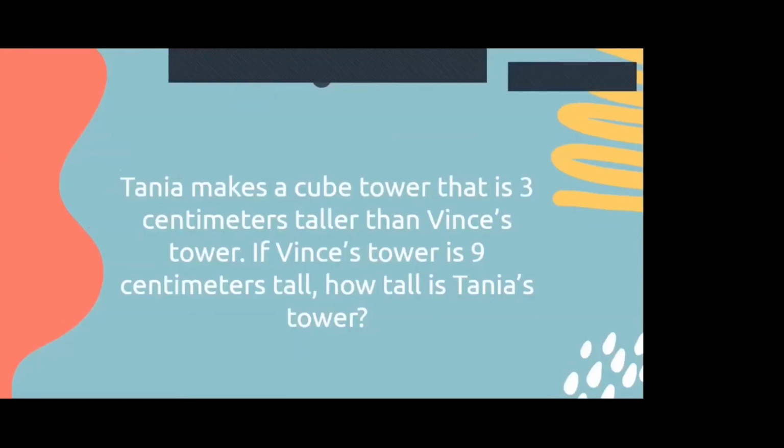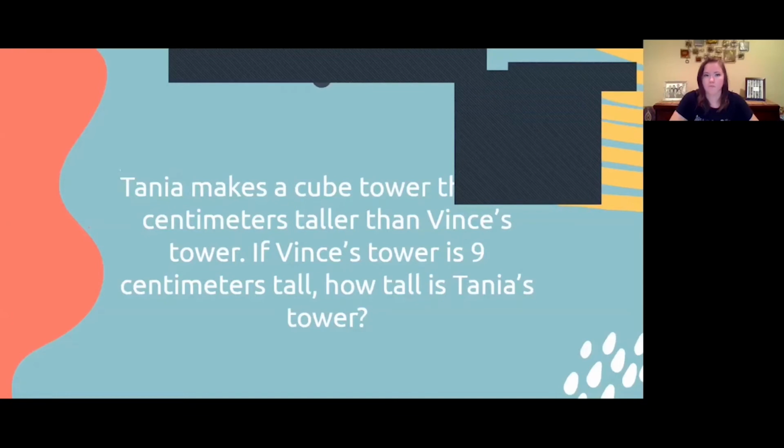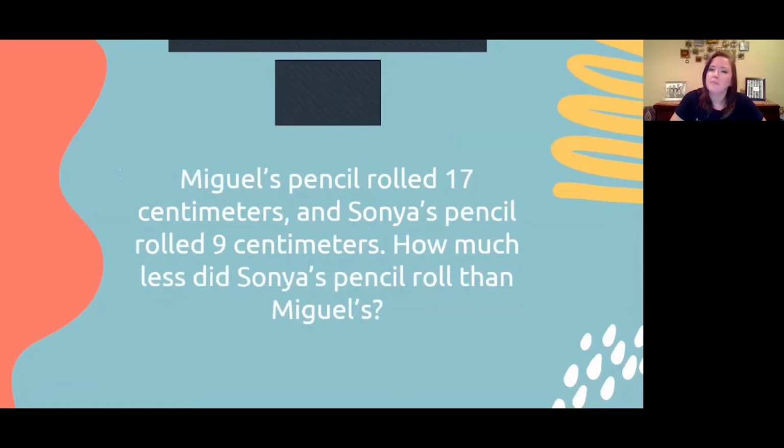Nice job. See, there's a couple different ways you can use to solve them. All right, nice job. So I got one more for you. And this time you are on your own. So I'm going to give you 3 minutes to solve the problem. I'm going to read it. We'll brainstorm. I'll read it again. You get 3 minutes, and then it's all you. Okay? Perfect. Let's go. All right. Here we go. Miguel's pencil rolled 17 centimeters, and Sonia's pencil rolled 9 centimeters. How much less did Sonia's pencil roll than Miguel's?